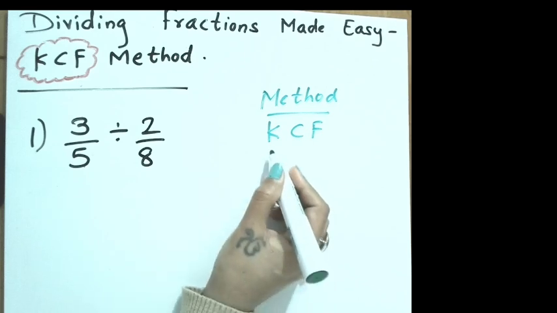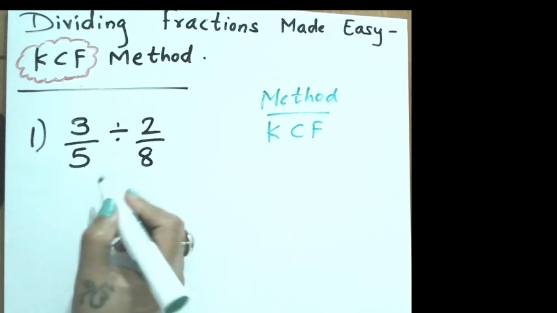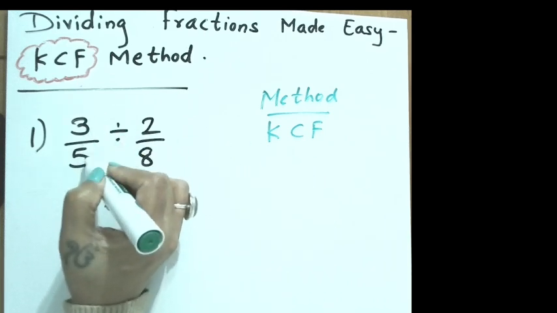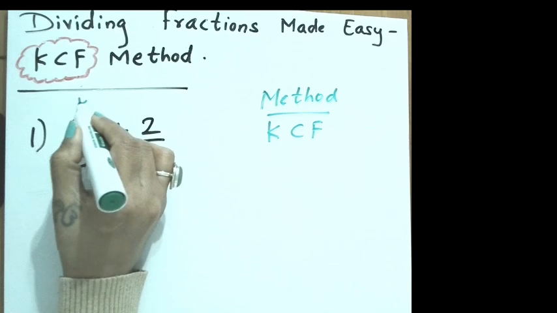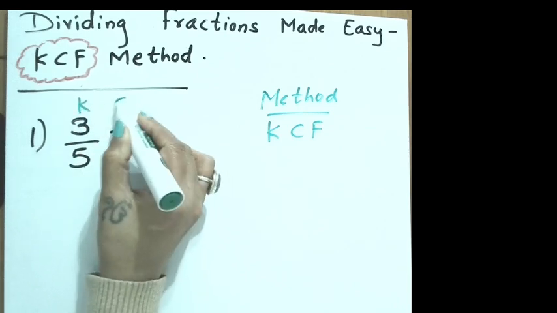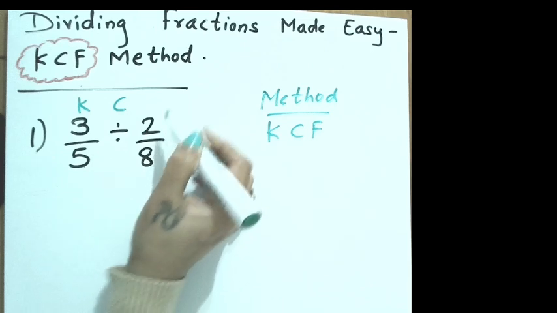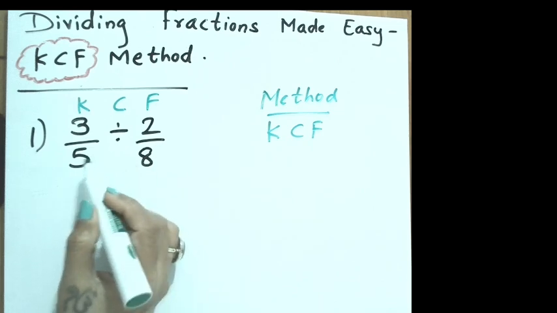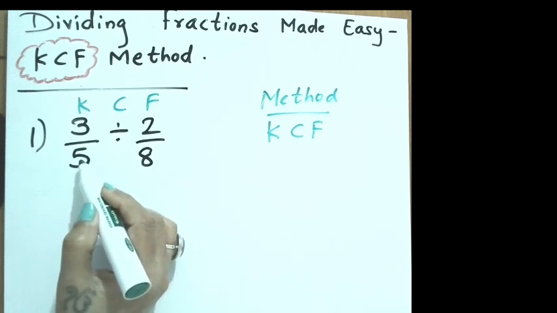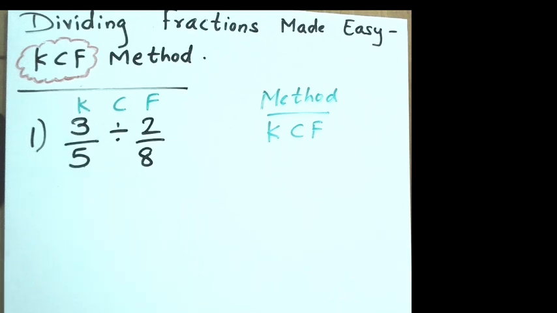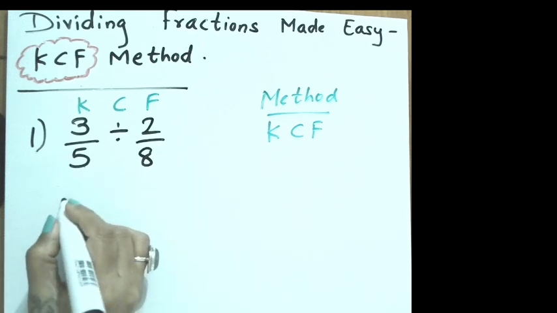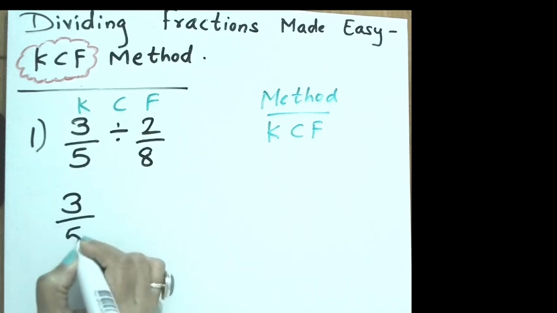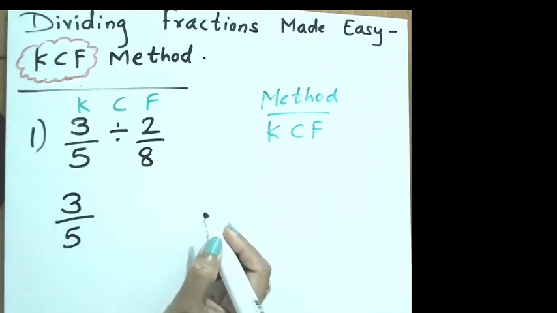You are going to write this method above the fraction. The first fraction will have K, divide will have C, and the second fraction will have F. K means keep the fraction the same. So you are going to keep the fraction the same, and write here 3 over 5.